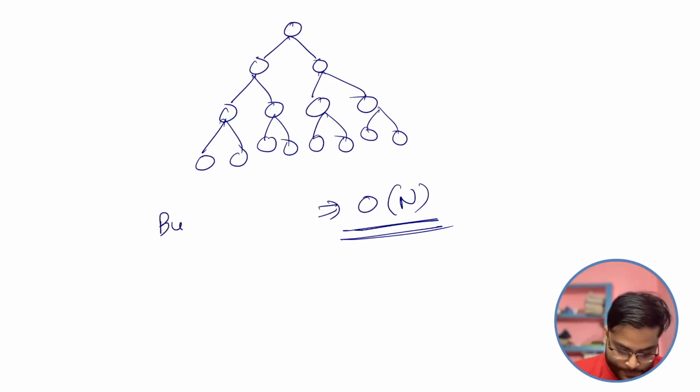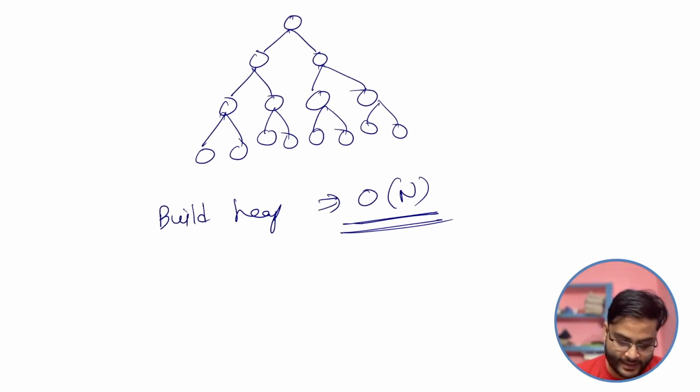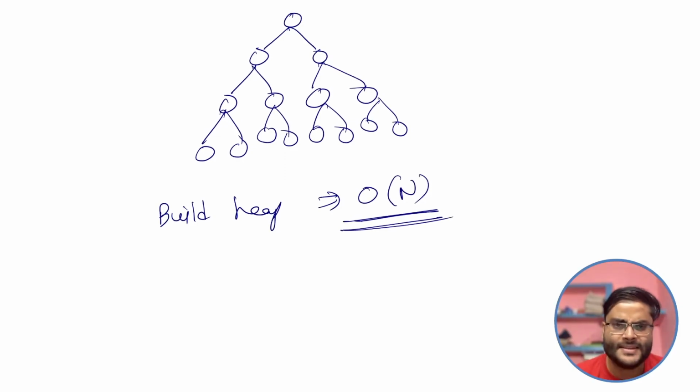So build heap using Heapify takes order of n times, and initially we were taking order of n log n times. So we have reduced, right? But in deletion, what happens? We will delete all the elements, right? So in every deletion we will get one maximum element: the largest, then second largest, then third largest, then fourth largest, till our last element.